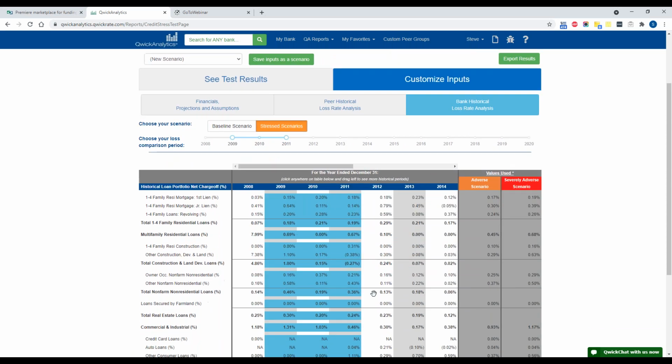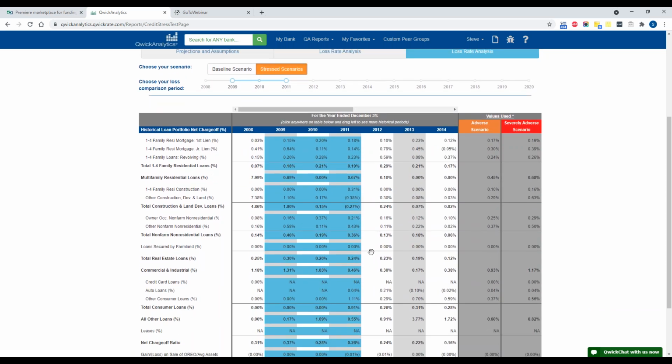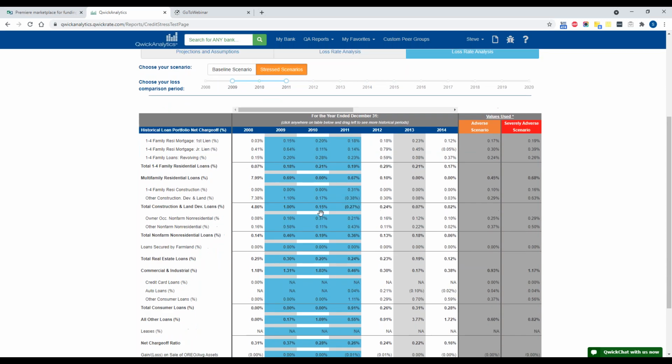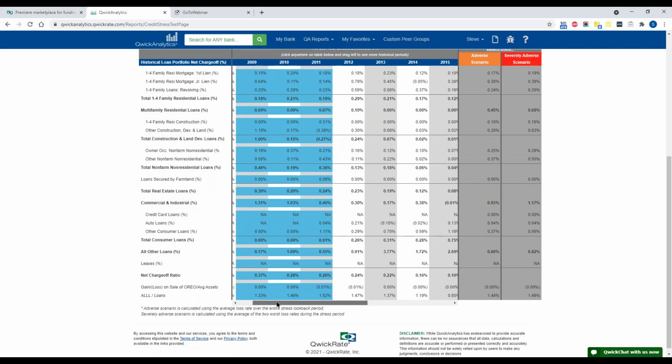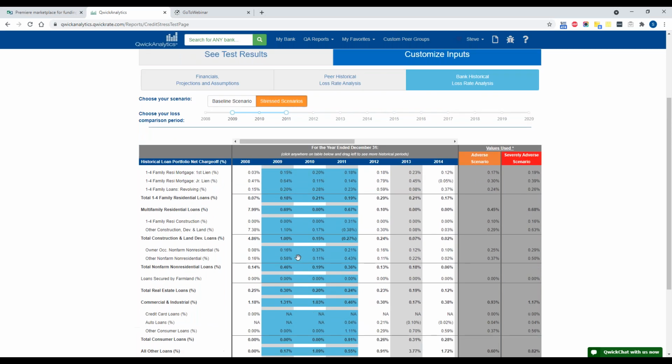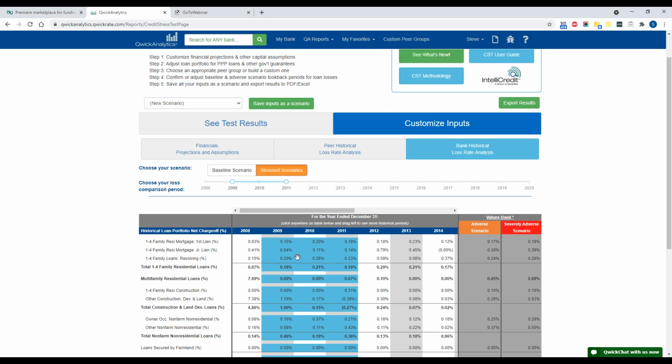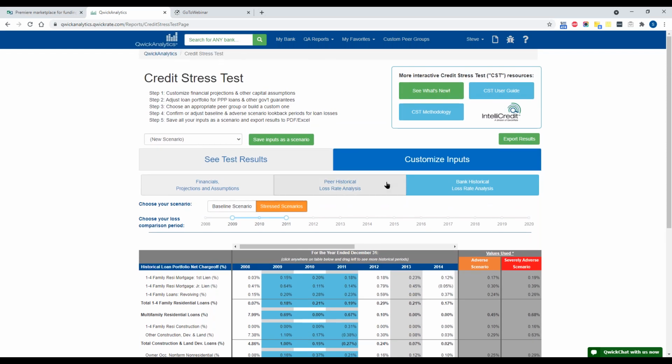And for the stress scenarios, I want to make sure that those years that we chose for the peer group were also your most stressful 3 years or 4 years. And if they weren't, you can customize this for your historical loss rate to make sure that we're looking at some of the worst years that you had on record, so that we can properly stress your historical loss scenario.